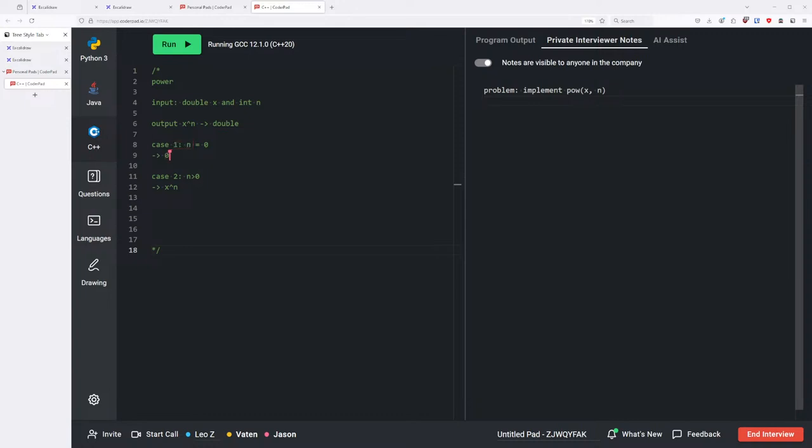Or is it 1? It should be 1. Yes, I think it's 1, right? Yeah, 1.